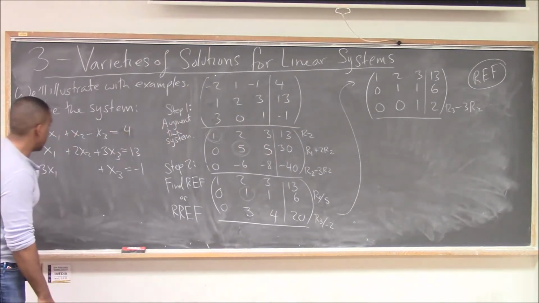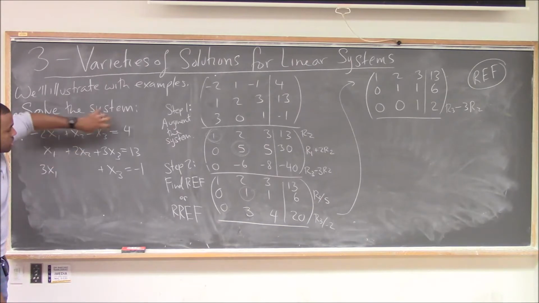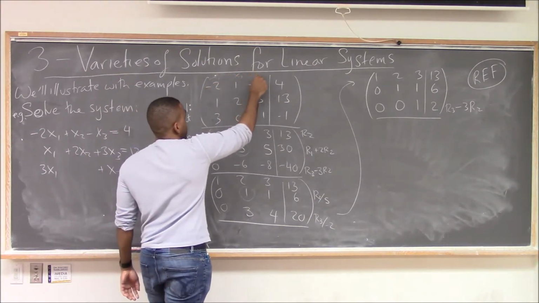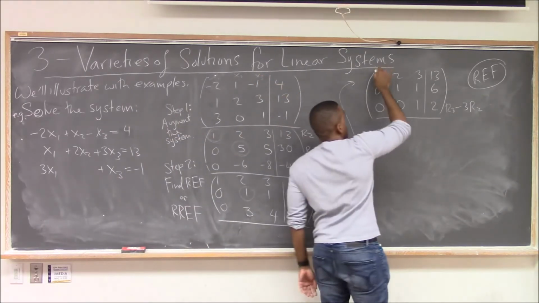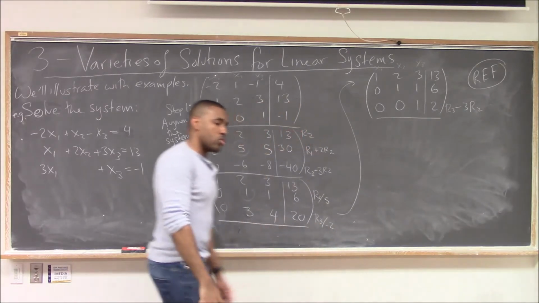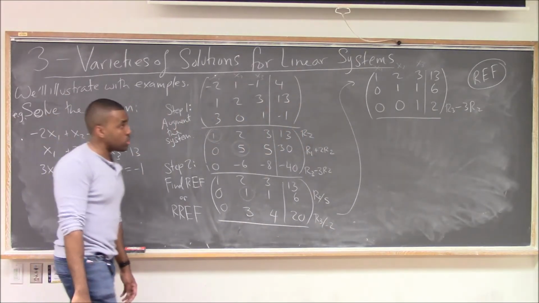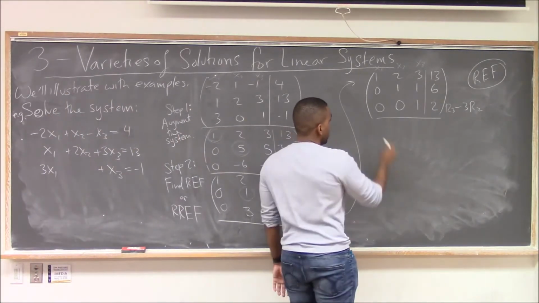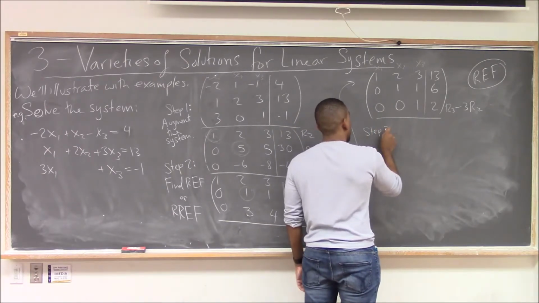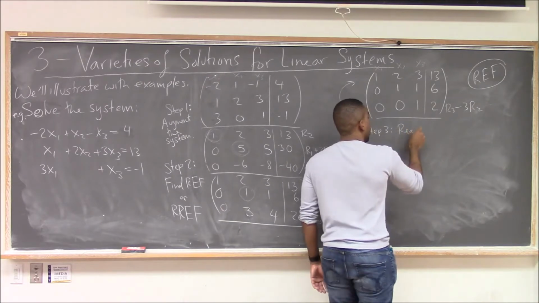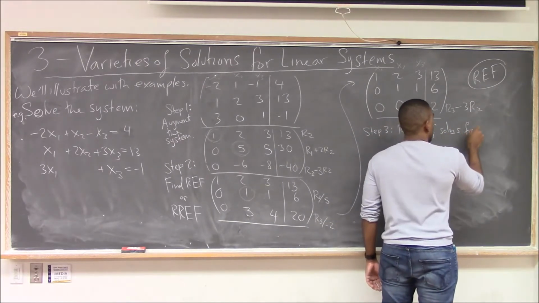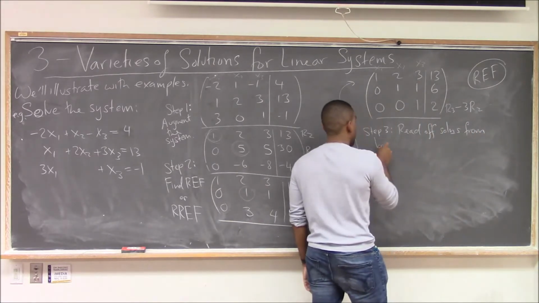So here's the idea. Now remember, the columns of our matrix correspond to different variables, right? So the first column is x1, second column is x2, third column is x3. Same thing holds here. x1, x2, x3. And we also remember that the rows of the augmented matrix represent equations, right? So now this is step 3. Read all solutions from the bottom row up.